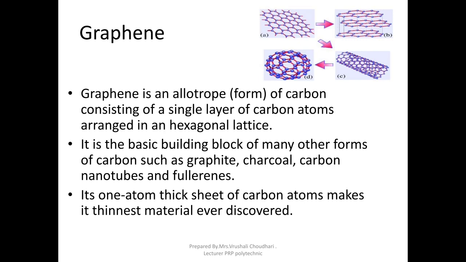Another nanomaterial is graphene. It is also an allotrope of carbon consisting of a single layer of carbon atoms arranged in a hexagonal lattice. Fullerene is a ball-like, cage-like structure, but graphene is a single layer of carbon atoms. It is a basic building block of many other forms of carbon such as graphite, charcoal, carbon nanotube and fullerene.